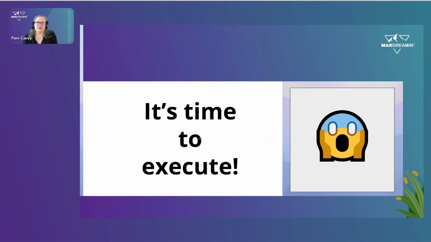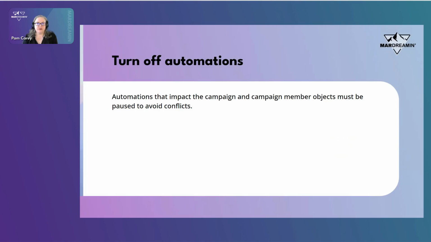Now comes the scary part, putting your plan into action. Keep in mind that the following steps may be different for your unique plan. Pause current automations that impact campaigns, campaign members, and member statuses before making any changes. You don't want them to go through and undo what you've already done in the midst of your updates. Keep in mind that these automations may also exist outside of Salesforce, such as Account Engagement.